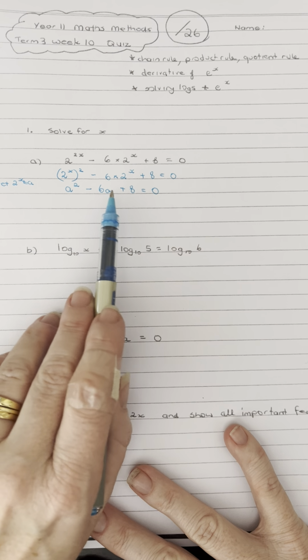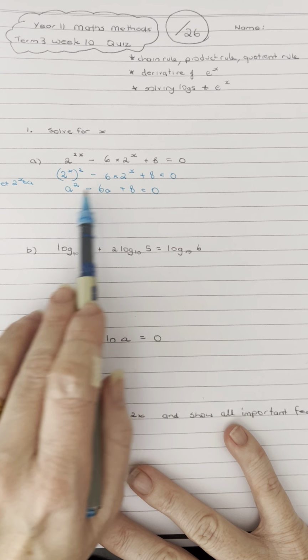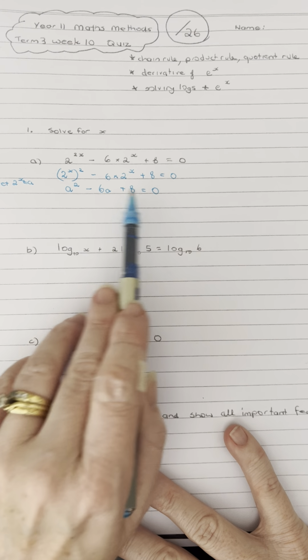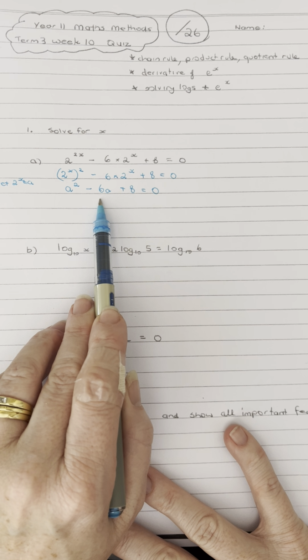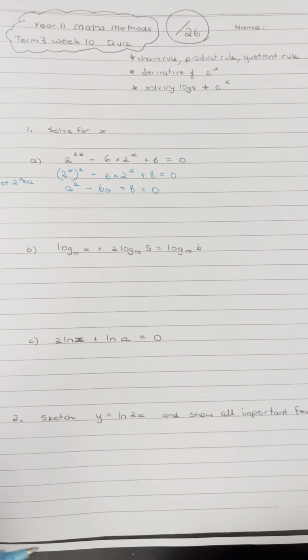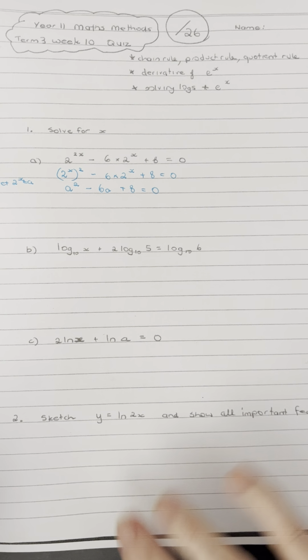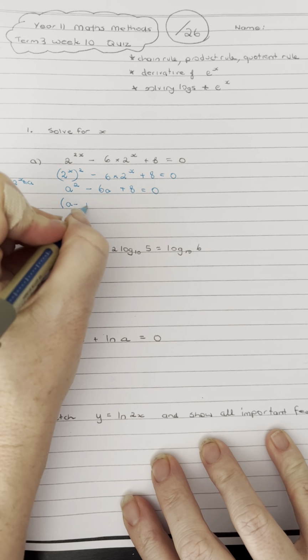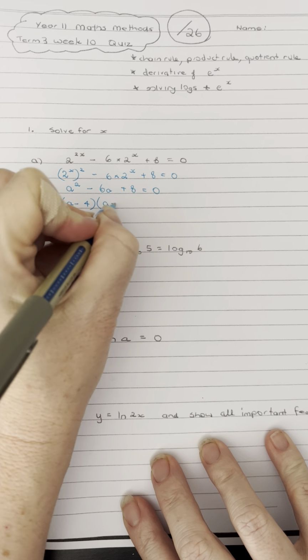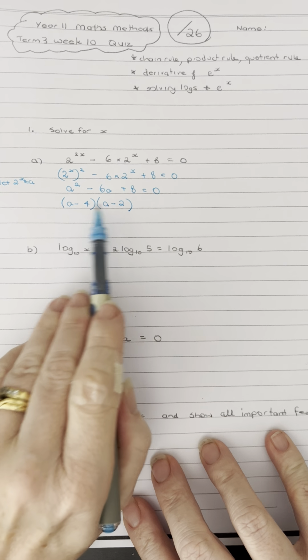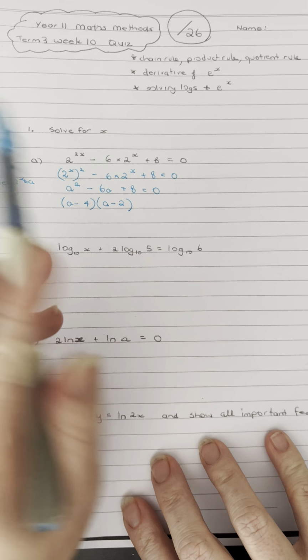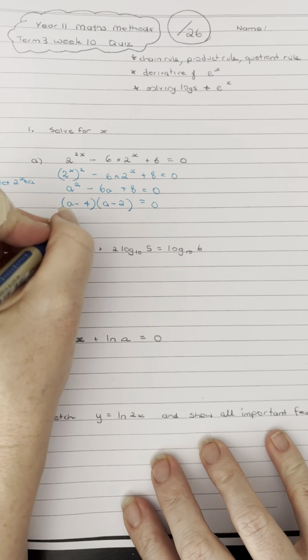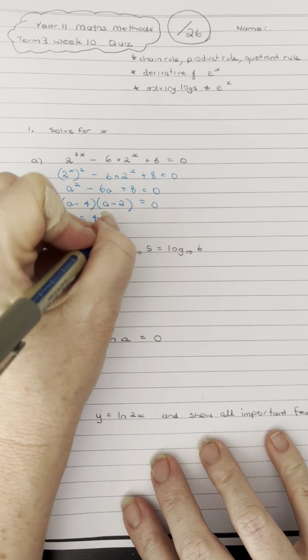So if I've got a quadratic, obviously I've got a, b, c coefficients. My ac is 8. My b is negative 6. I'm looking for two numbers that will multiply to give positive 8 but add to give negative 6, which are going to be negative 4 and negative 2, because they will add to give negative 6 but multiply to give positive 8. Once I've done that, I can say that a must be equal to 4 or 2.